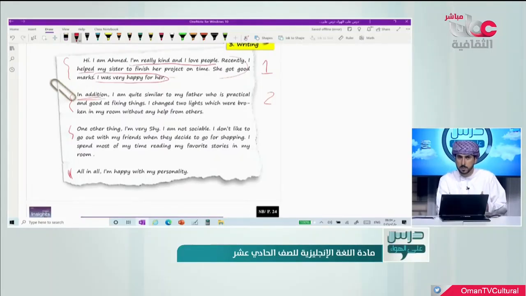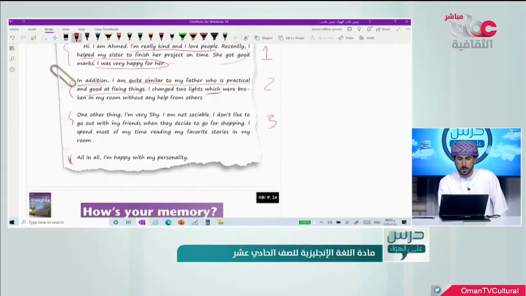The second paragraph, in addition, you have to add more words, adverbs, adjectives, you add more detail to the basic structure of the sentence. I'm quite similar to my father, who is practical and good at fixing things. So this is the topic sentence of our paragraph. Then we added, I changed 2 lights, which were... Notice here that we started adding what? Relative pronouns. Remember this. Which were broken in my room without any help from others. Okay? The third paragraph, here we have.